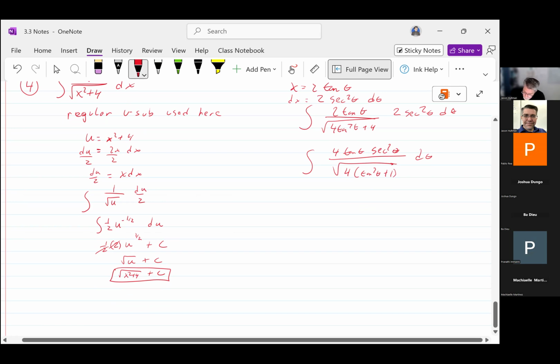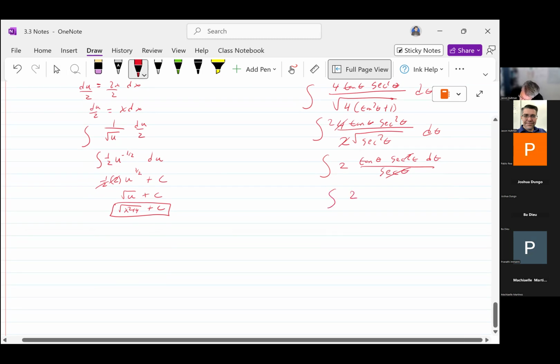So tangent squared theta plus 1 is secant squared, is that right? Yeah. So this is going to become the integral of 4 tangent theta secant squared theta all over 2 times the square root of secant squared theta d theta. Okay, nice. And so this becomes the integral of 2 tangent theta secant squared theta d theta all over secant theta. So that cancels there. I'm left with the integral of 2 tangent theta secant theta d theta.